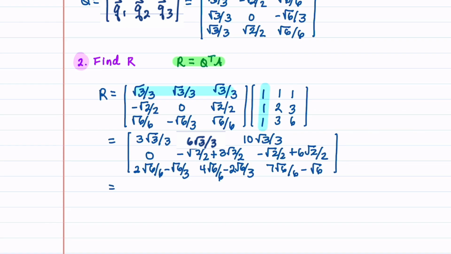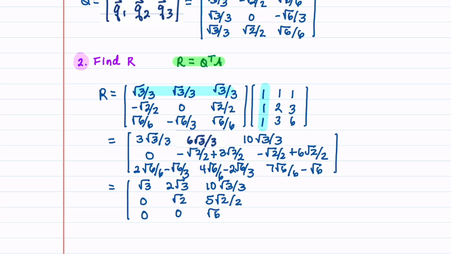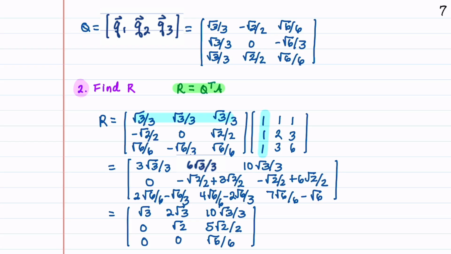When we combine all of these terms, here's what we end up with. We have a root 3, a 0, and a 0, a 2 root 3, a root 2, and a 0, and then a 10 root 3 over 3, a 5 root 2 over 2, and then a root 6 over 6. So we have now found our QR factorization. Our Q is this matrix up here, and our R is this matrix here.